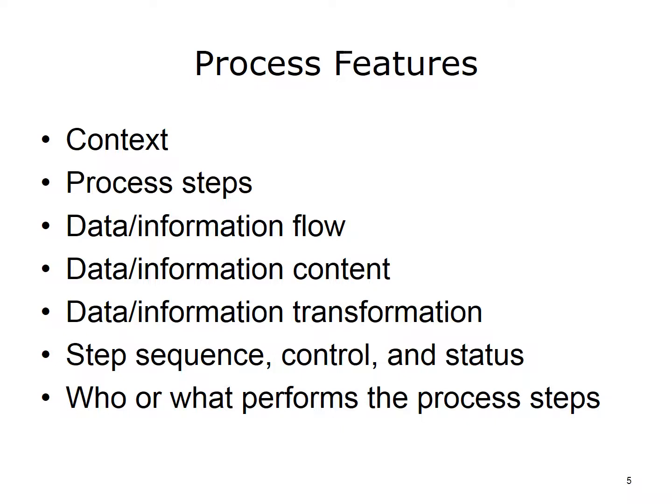Information content refers to the pieces of data, information required for the process, or informational steps or decisions. Data and information transformation refers to manipulations performed on data, for example, calculating age from a patient's date of birth and today's date. Step sequence, flow control, and state or status all refer to the order in which data or things move through a process, and the logic that controls that flow. And finally, roles refer to who or what performs the process steps.